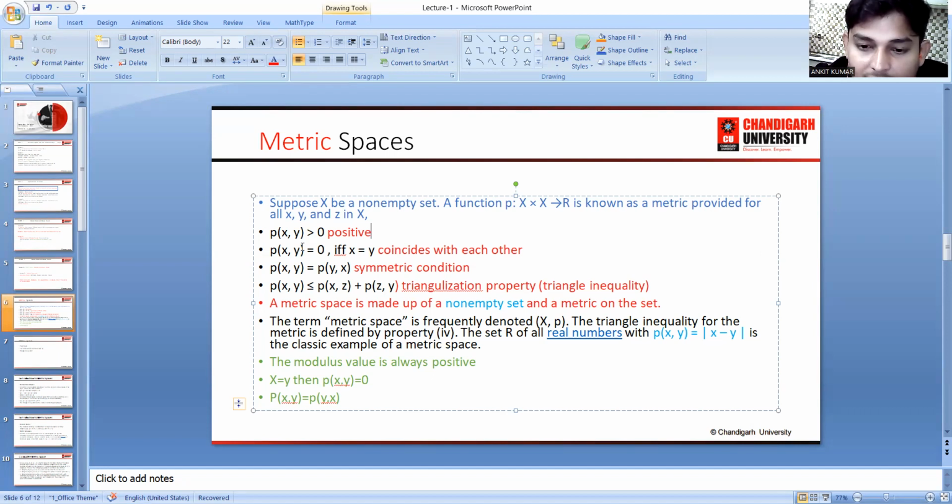The term metric space is frequently denoted by X comma P. The triangle inequality for the metric space is defined by property 4. What is X? X is a space, and P is a metric, a measure. Basically, P is a function defined from X cross X to R, and X is a space. So the combination of X comma P is known as a metric space. The set R of real numbers with P of X comma Y equal to mod of X minus Y is the classic example of a metric space.